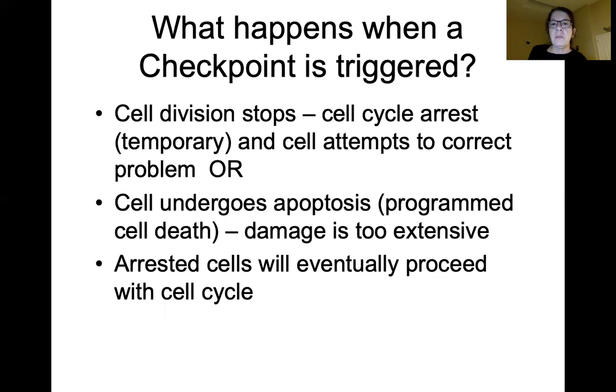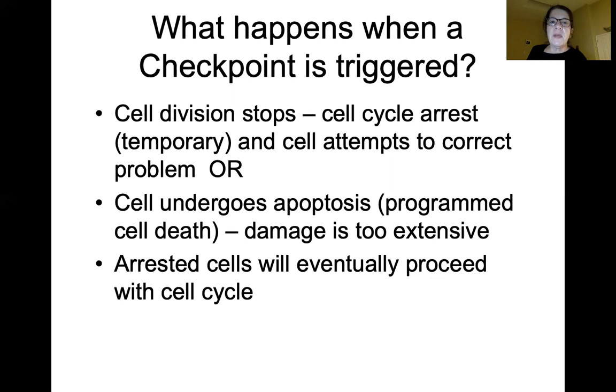Now, another possibility is that if the checkpoint is triggered, the cell undergoes apoptosis, which is programmed cell death. Cell will undergo apoptosis if the damage, the problem is really serious. If it's a huge problem, if it's a really serious problem, the cell knows that there's no way to correct it. So the cell will undergo programmed cell death, apoptosis.